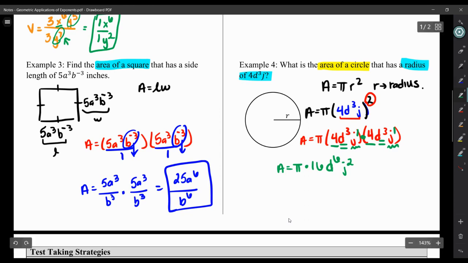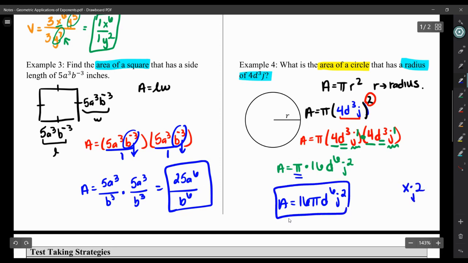Now, to clean this up just a little bit, we actually don't leave pi in the front. We treat pi like a variable. And so the correct way to write this is 16 pi, because those are still multiplied together, d to the sixth j squared. So we don't leave pi in the front. Kind of like we don't write x times 2, we change that to 2x. For a similar reason, that's why we rewrite pi after the coefficient.